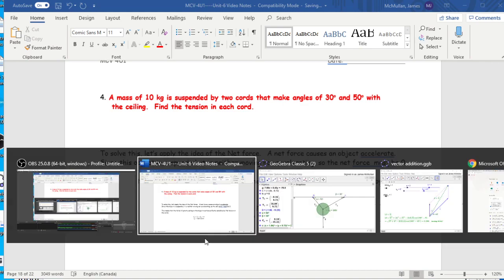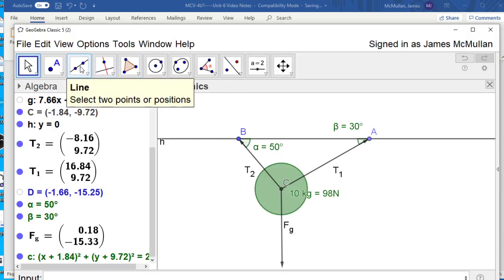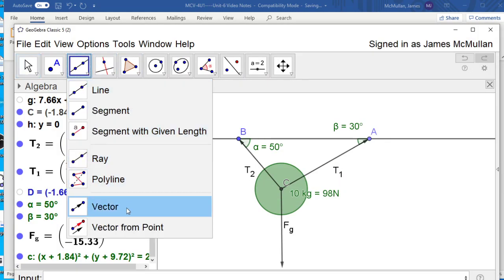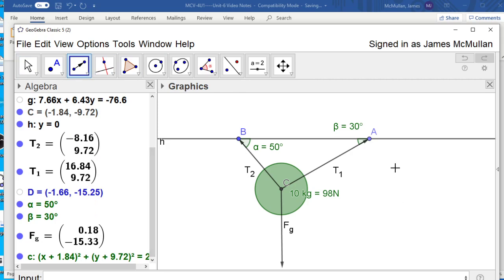0. To do this, I'm just going to draw them over to the side. I'm not going to draw them exactly, but you can see what I'm going to do. Here's the force of gravity. Then I add tension 1. Then I add tension 2. And I have to get back to where I started.